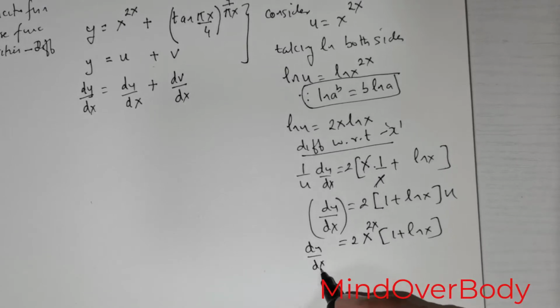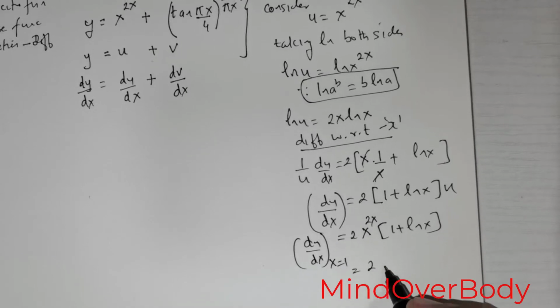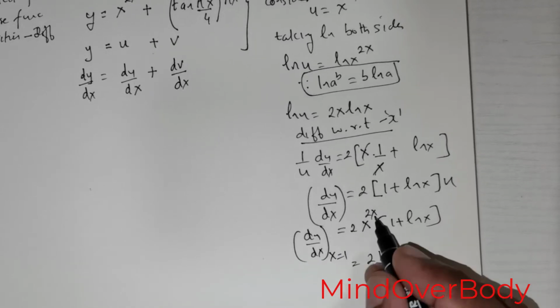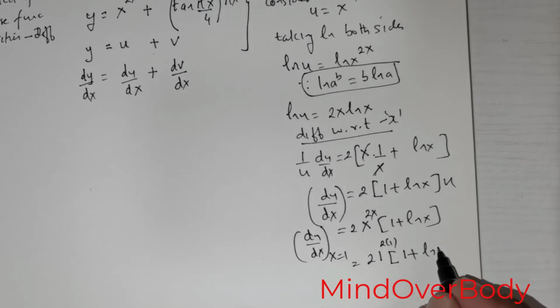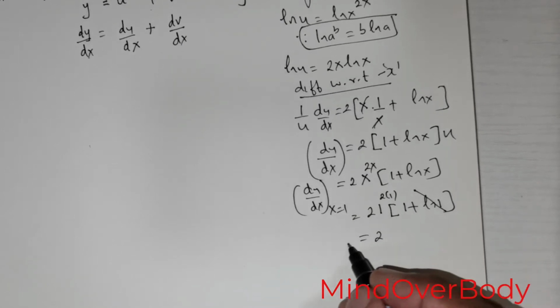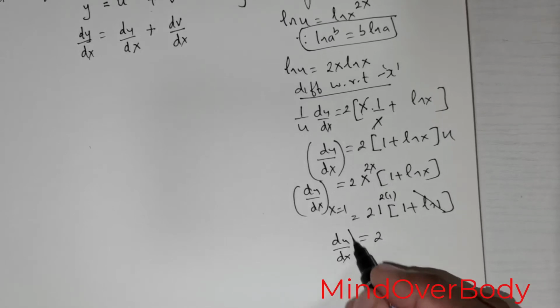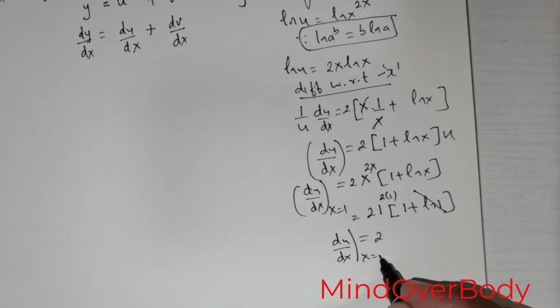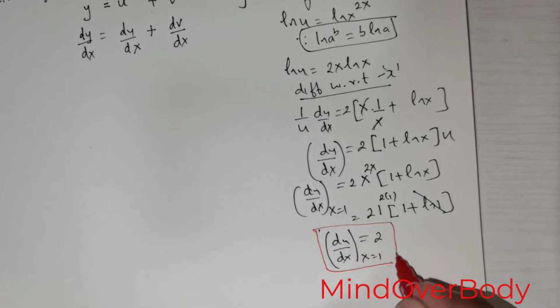Now taking du over dx at x is equal to 1, this is going to give me 2 times of 1 raised to the power of 2 times 1, times 1 plus ln 1. Now ln 1 is 0, so I have 2 times 1 times 1. So this is the value that I've got, du over dx at x is equal to 1. So probably we can box this quantity.